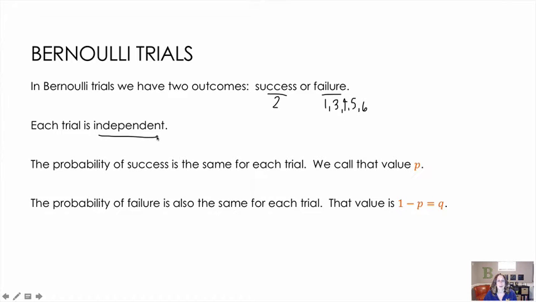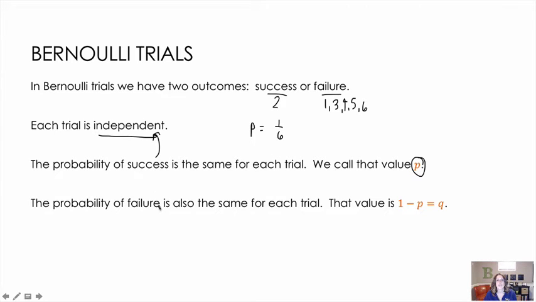Each trial is independent. We've talked a lot about independence. And the probability of success is the same for each trial, and that is because they are independent trials. We call that probability of success P. So in my example here, where I win with a 2, I lose with everything else, this probability would be 1 out of 6. That would be P, which I of course would write as a decimal, but we'll keep it as a fraction for now.